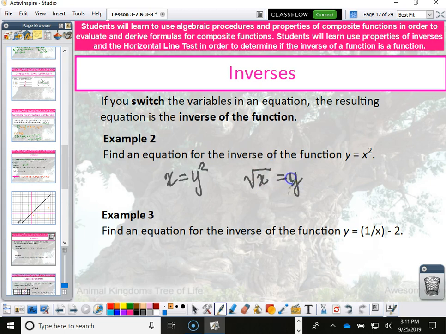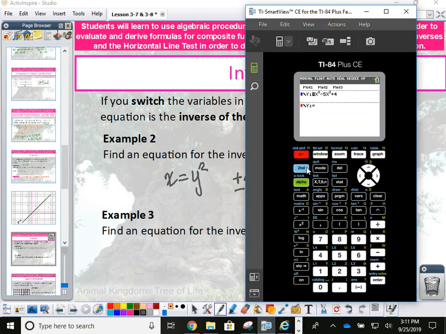These are inverse functions. Are they both functions? Well, they are the way we have them here. But remember, when you take the square root, you could have a positive or a negative square root. So if I'm looking at my calculator and I have graphed y equals x squared, okay, yes, that's a function. But if I go back to my home screen and I want to draw the inverse of that function, I'm going to go to draw and draw the inverse of y1.